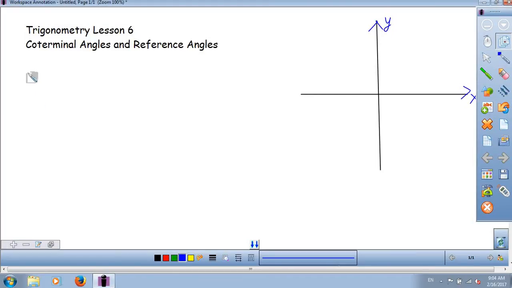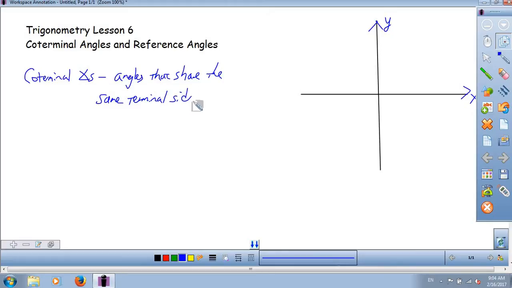Alright, so what are coterminal angles? Coterminal angles are angles that share the same terminal side. The word coterminal, co means together, terminal means the terminal side. So coterminal angles are angles that share the same terminal side.